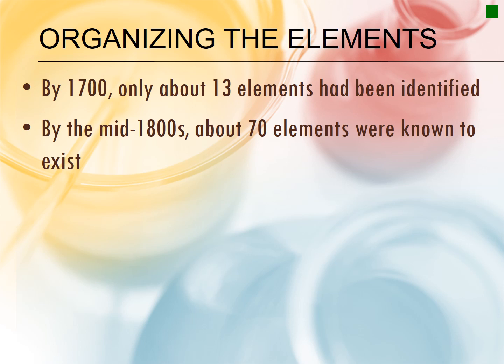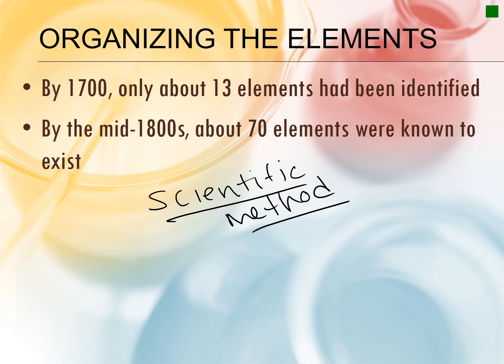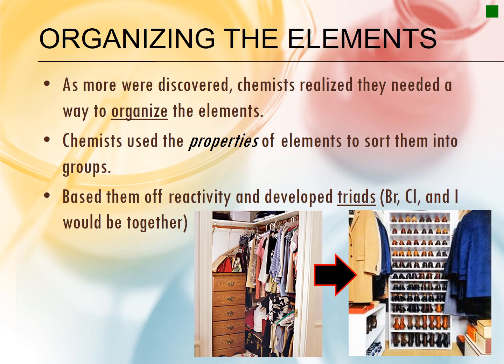And why was there this huge change in only 150 years? Well, the huge change came because of them using the scientific method and the scientific revolution. During this time, scientists would gather information and distribute that information so other scientists could then figure out an additional piece of that puzzle. And because of that, you went from knowing 13 to 70 different elements.